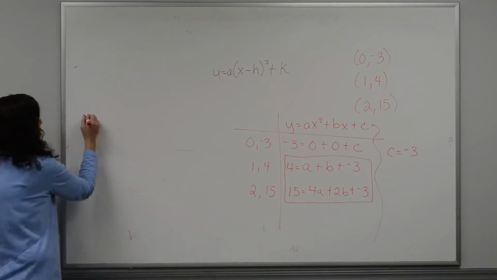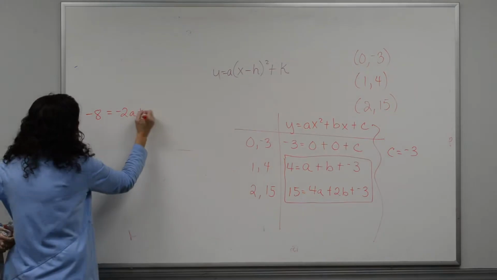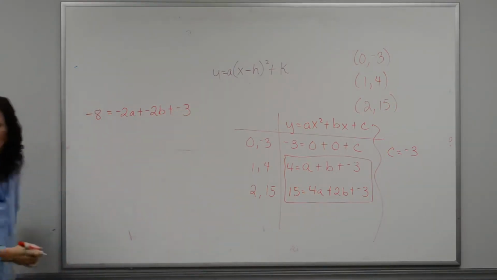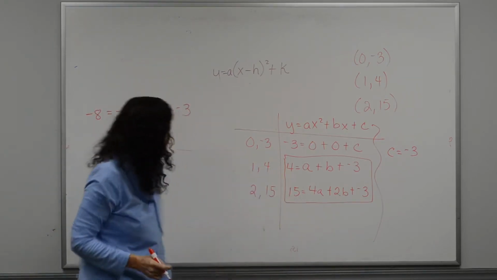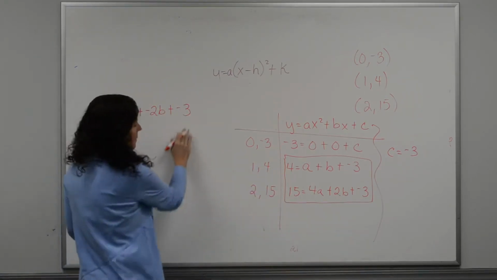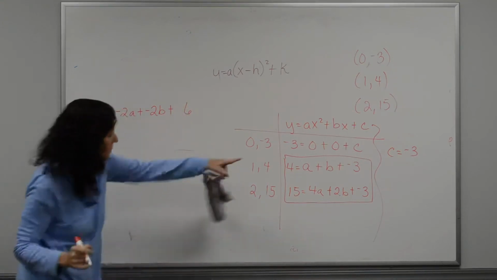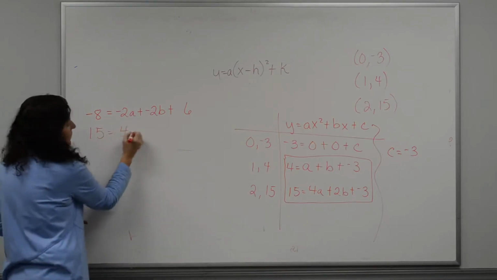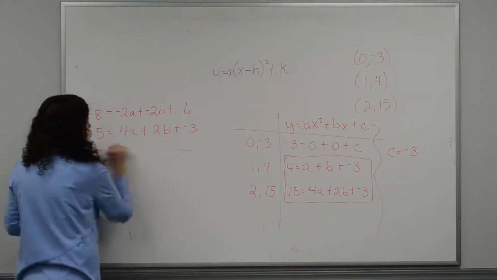So I have -8 equals -2A plus -2B plus -3. Okay, I multiplied this one by -2. Shouldn't it be -6? No, +6? Yeah, positive because it's a -2. Yes, thank you. Okay, so then I have 15 is equal to 4A plus 2B plus -3.